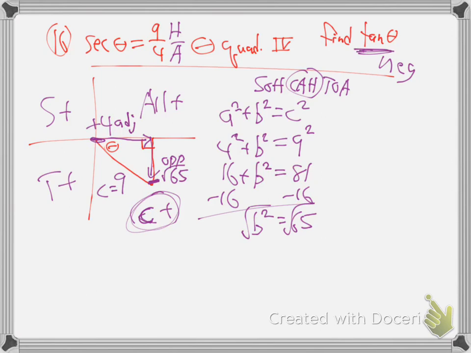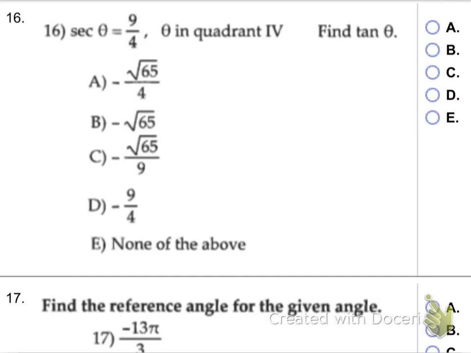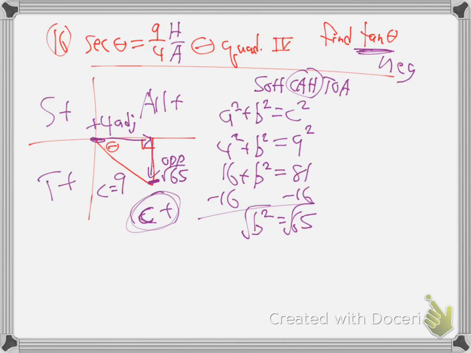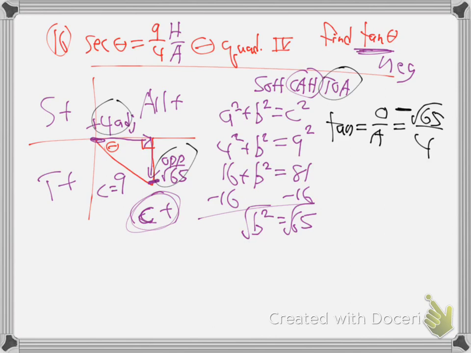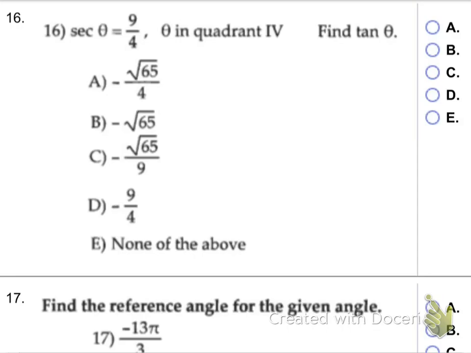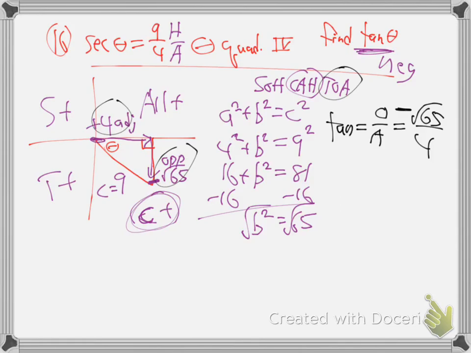So you know this answer's negative. You can go back to the answers and say, oh yeah, they're all negative. I was going to cross out the positive ones, but they're all negative. All right, that didn't help. So yeah, we know the answer's negative. So how do we get tangent then? It's opposite over adjacent. Opposite, root 65, over adjacent 4, but it is negative as we already saw. Negative root 65 over 4, A. There it is. Are we good?